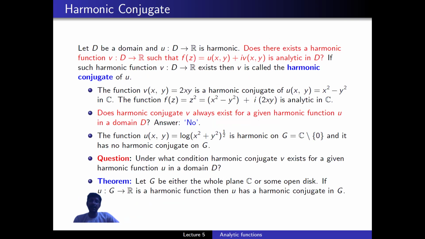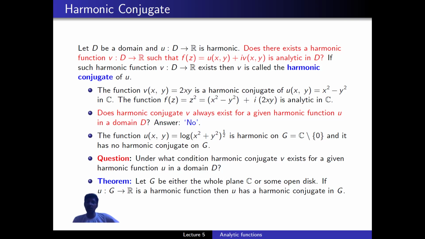Let D be a domain and u from D to R be harmonic. Does there exist a harmonic function v from D to R such that f(z) equal to u plus iv is analytic in D? If such a harmonic function v exists, then v is called the harmonic conjugate of u. The function v equal to 2xy is a harmonic conjugate of u in C. The function f(z) equal to z square, which is x square minus y square plus i into 2xy, is clearly analytic in C.